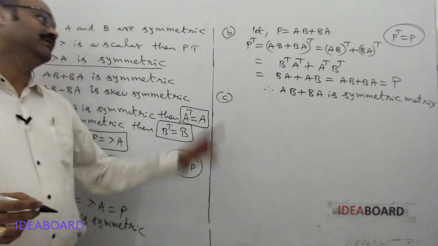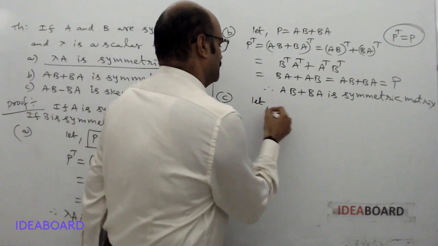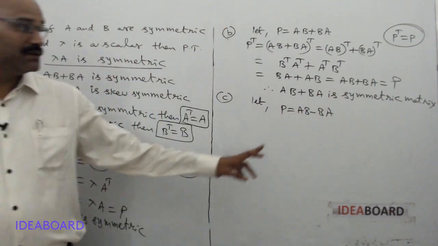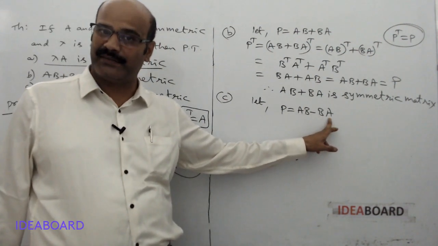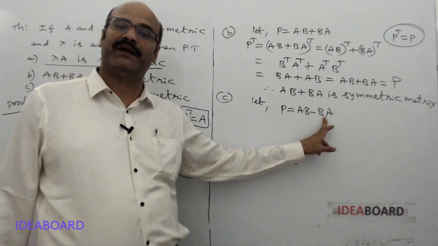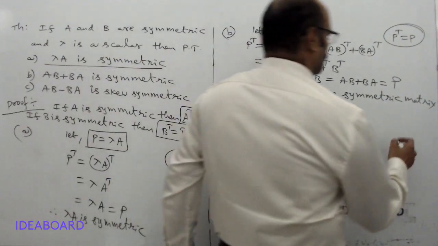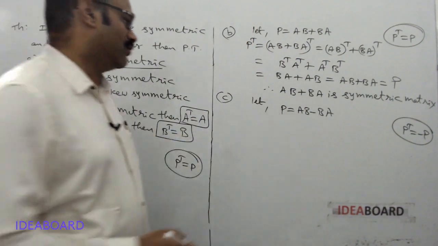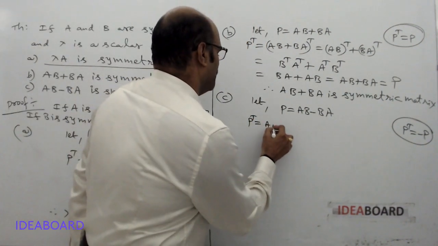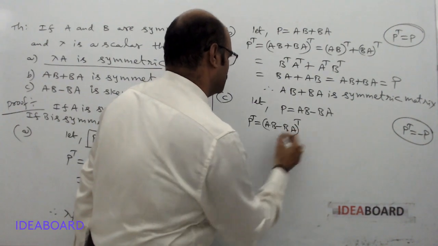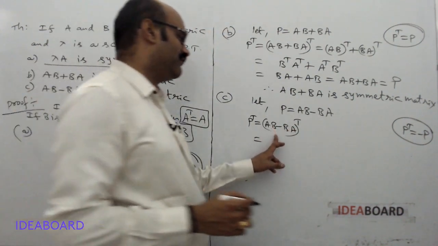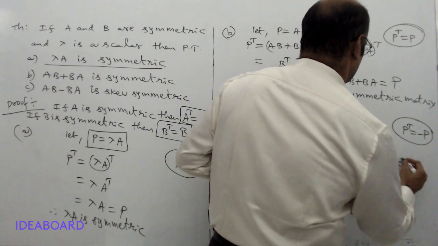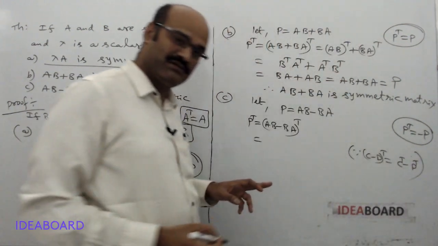Next, C. Let P equal to AB minus BA. Now, we have to prove that AB minus BA is a skew symmetric matrix. The definition of skew symmetric matrix is P transpose equal to minus P. Now, P transpose equal to AB minus BA whole transpose. We have the formula C minus D whole transpose equal to C transpose minus D transpose.